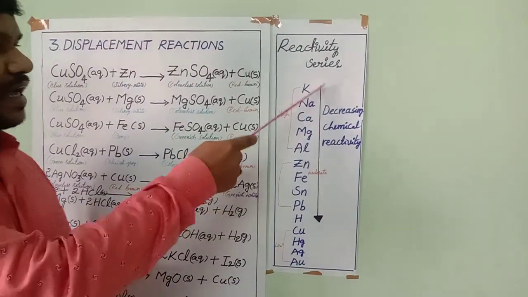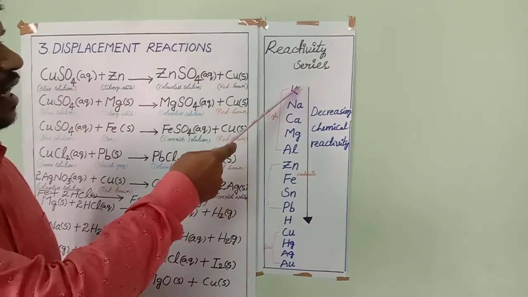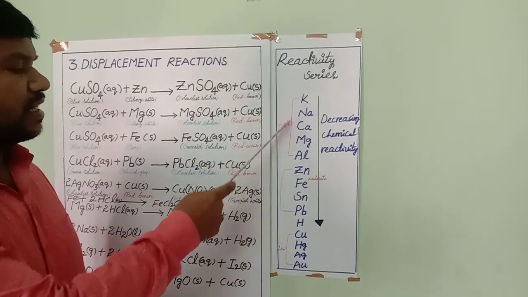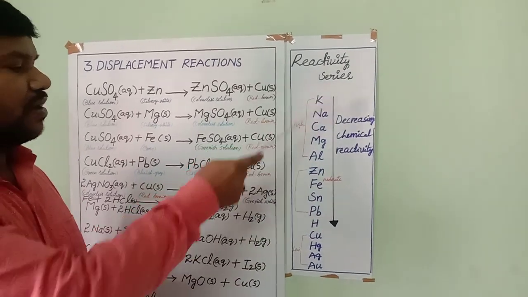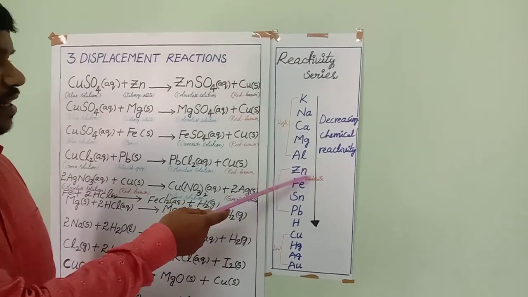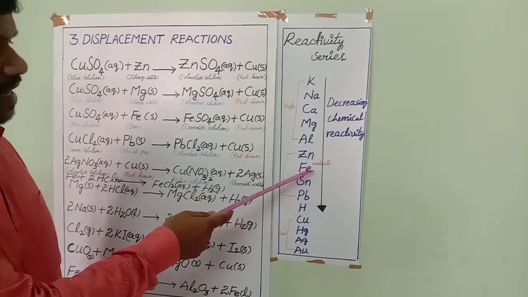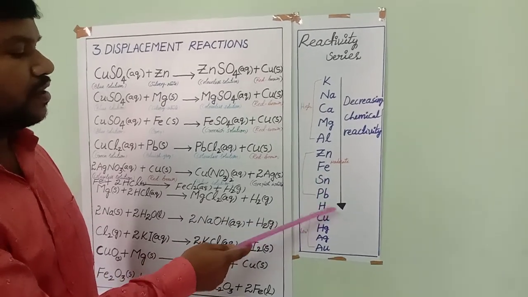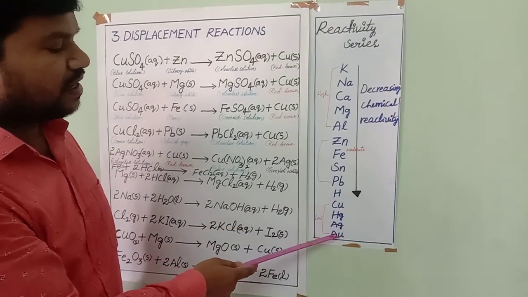Based on this chemical reactivity series, potassium is a more reactive element, so potassium can easily displace zinc, iron, tin and lead. Why? Because it is a highly reactive element and these are low reactive elements. In the same way, zinc metal is more reactive than iron, so zinc can easily displace iron, iron can easily displace tin, tin can easily displace lead, and lead can easily displace copper, mercury, silver and gold.